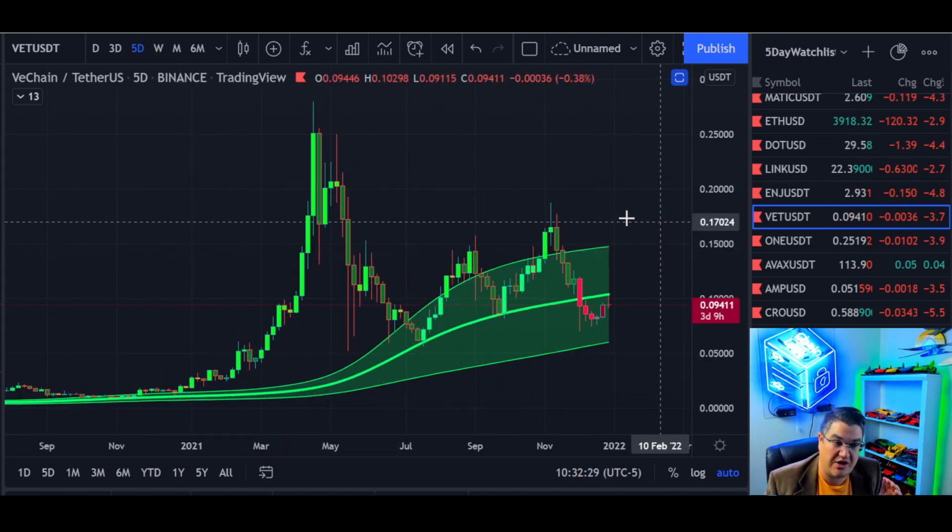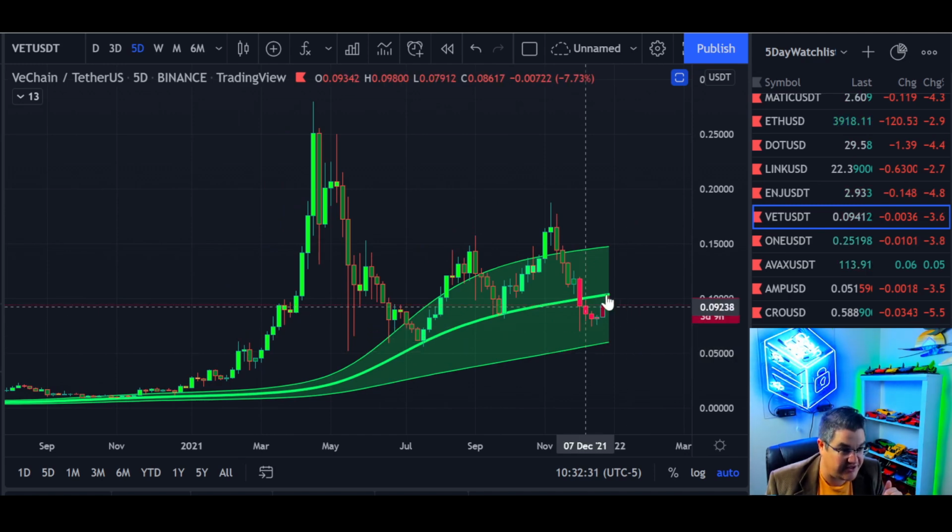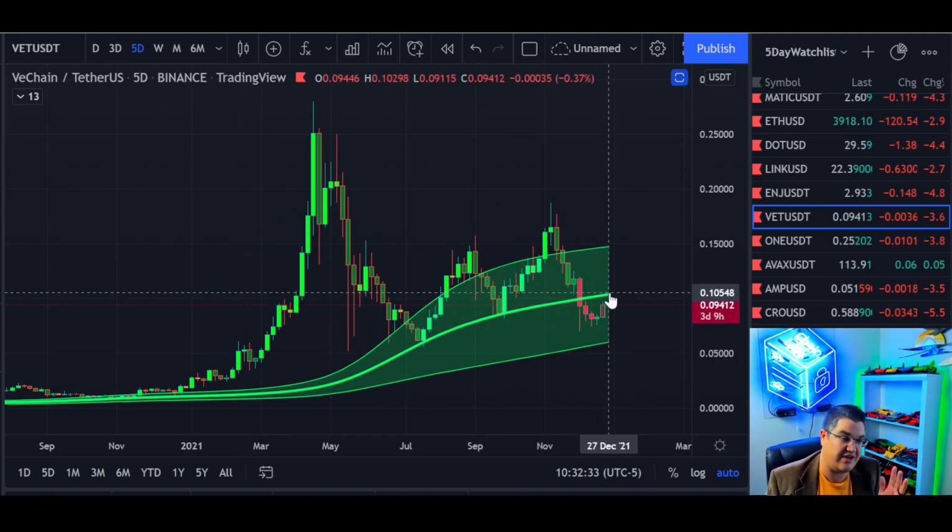There's some coins that are well above it. There's some coins that are below it. Most of the coins are kind of right in the middle of the Gaussian channel right now. So the 5-day is key for your coins because it has the least amount of fake outs. It has the most concrete data, plain and simple.